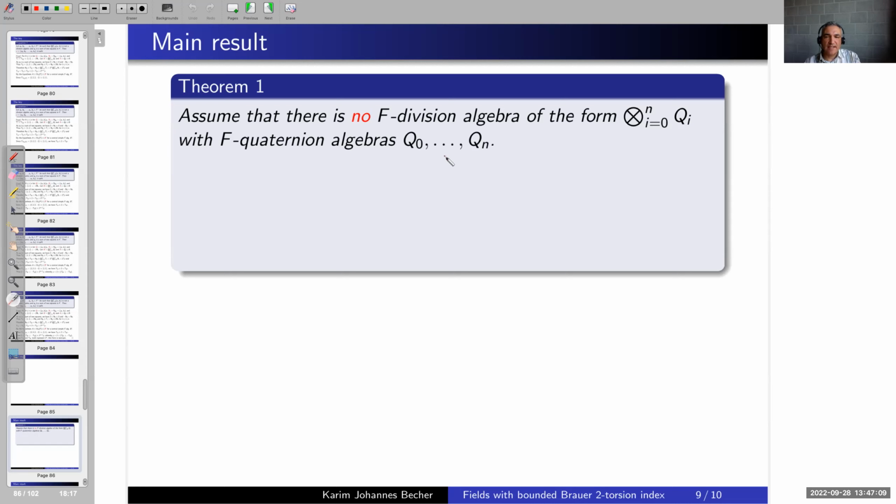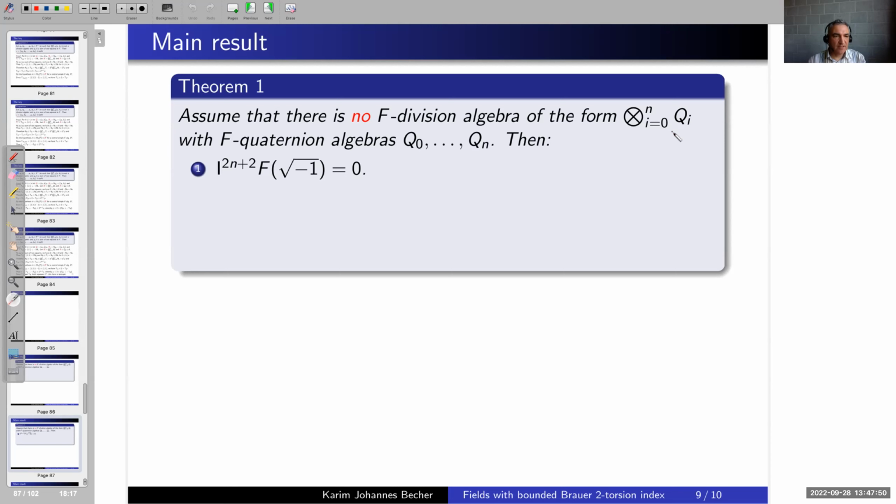I'm not assuming that a tensor product of n+1 quaternion algebras is always equivalent to a tensor product of fewer quaternion algebras, but only that it has zero divisors. So we assume that there is no F division algebra of degree 2 to the n+1, which is totally decomposable in quaternion algebras, and want to get conclusions from this. So the first conclusion is that the 2n+2 power of the fundamental ideal of F square root -1 is trivial.